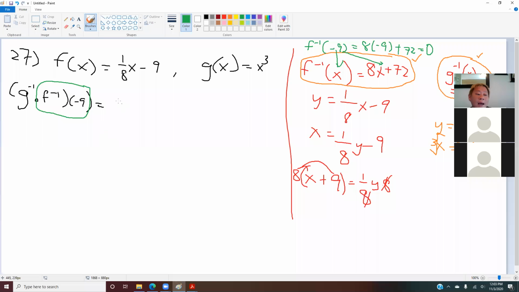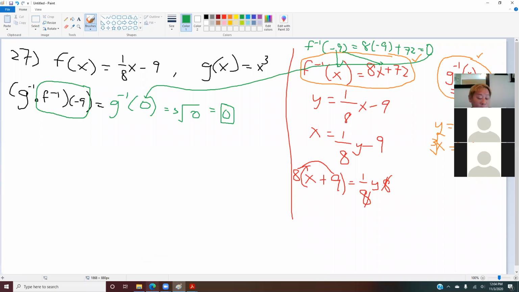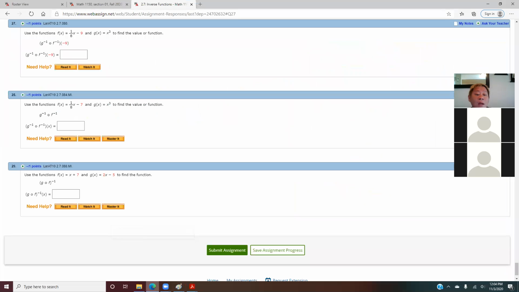So in this case you are looking for the g inverse function of 0. This 0 comes from the 0 that you just calculated. And as we know, the inverse function of g is cube root of x, but our x in this case is 0. And cube root of 0 is still 0. So your answer in this case will be 0. So this is how we do question 27.